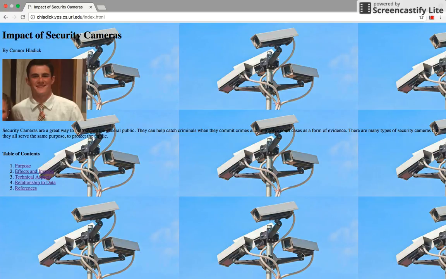I focused on the impact of security cameras. Security cameras are a great way to help secure the general public. They can help catch criminals when they commit crimes and help solve court cases as a form of physical evidence. There are many types of security cameras, but they all serve the same purpose: to protect the public.